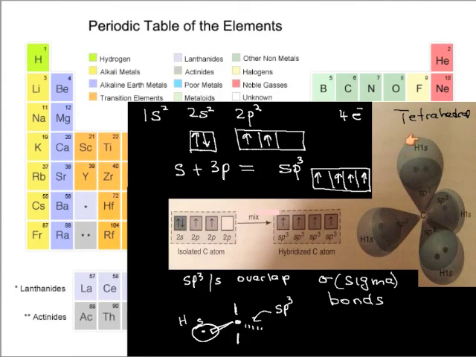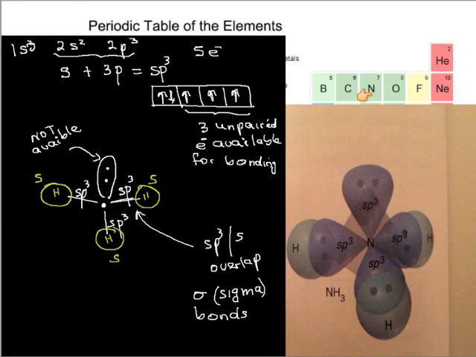Let's just say that it is overlapping with hydrogen as in methane. So we have an sp3s overlap in each one of these cases. This is called sigma bonds. And if each one of these sp3 overlaps with another orbital, making a sigma bond, then we have a tetrahedral shape. Next element is nitrogen.